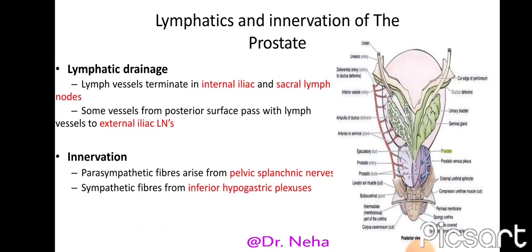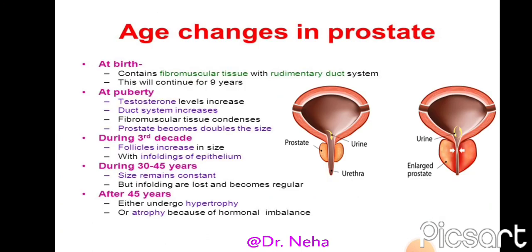Now lymphatic drainage. The lymph vessels terminate in the internal iliac and sacral lymph nodes, and some vessels from the posterior surface pass with lymph vessels to enter into the external iliac lymph nodes. Innervation. The parasympathetic innervation is provided by the pelvic splanchnic nerves and the sympathetic innervation is provided by inferior hypogastric plexus. Now these are the age-related changes in the prostate.